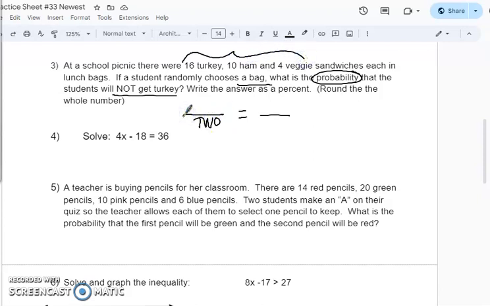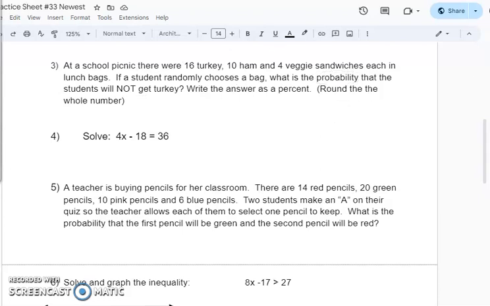Okay, then you want not turkey. So add all of them that are not turkey and put it on top. And since it says %, equals X over 100. I know you know that. I don't know how many times we've done %. That is your job. Okay?